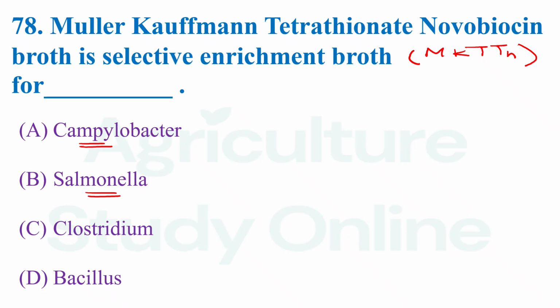Clostridium is an anaerobic bacteria, so it requires anaerobic medium. And Bacillus is a spore-forming aerobic bacteria, not targeted by this enrichment broth. So the correct option should be option number B, that is Salmonella.